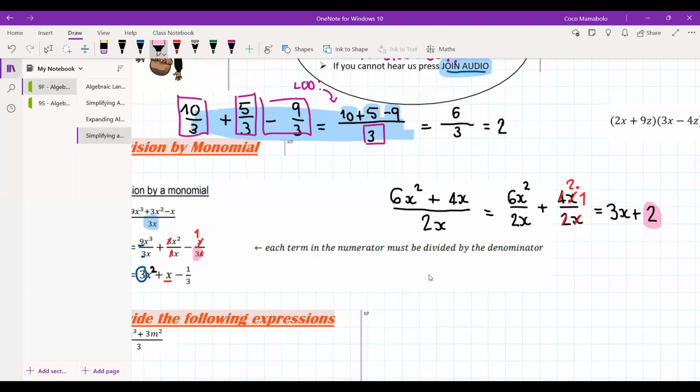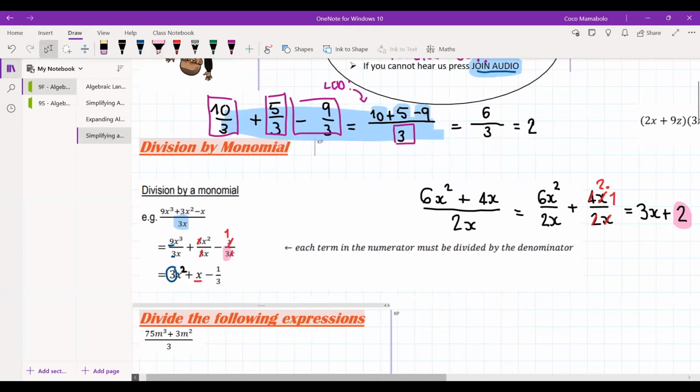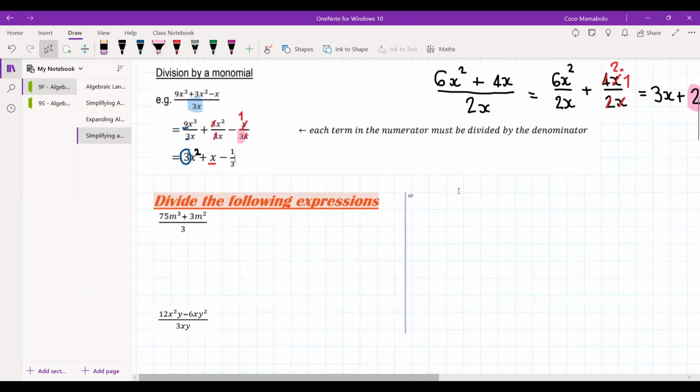Okay, all right, we're going to try a quick example. I just want you guys to make sure you're still with me. Let's look at this example that they've given us over here. It says, divide the following expressions. I've got 75m cubed plus 3m squared divided by 3. So we already know our first step. We're going to take 75m cubed and divide that by 3, plus 3m squared divided by 3. Oratile, what are we going to do next?